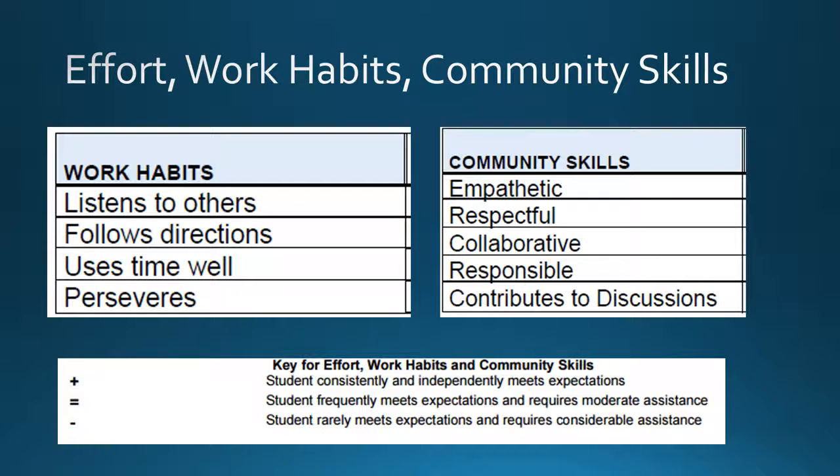In a standards-based report card, effort, work habits, and community skills are assessed, but they're assessed separately from the academics. They're not graded on a 4-3-2-1 scale, rather a plus, equals, or minus. At the bottom of the report card, you'll see work habits and community skills. We have adjusted some of these to better align with the middle school report card and the verbiage in that, and to better align with our Second Step curriculum that is teaching many of these behaviors.